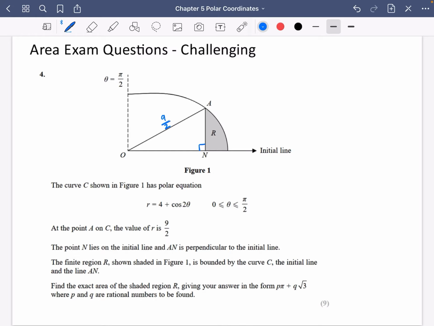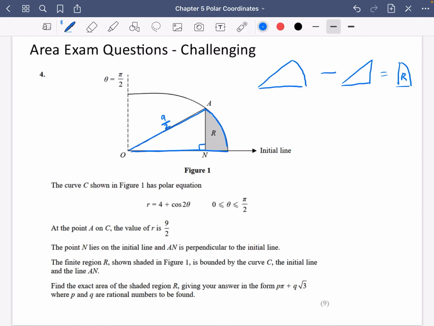Find the exact area of the shaded region R, giving your answer in the form p pi plus q root 3, where p and q are rational numbers to be found. So if we think about what the strategy is going to be here, we're going to find the area of this whole, well, not really a sector because it's not a circle, but we're going to find the area of this whole shape that we've got here. And then we're going to subtract the area of the triangle. That should give us the area of R that we have here, okay?